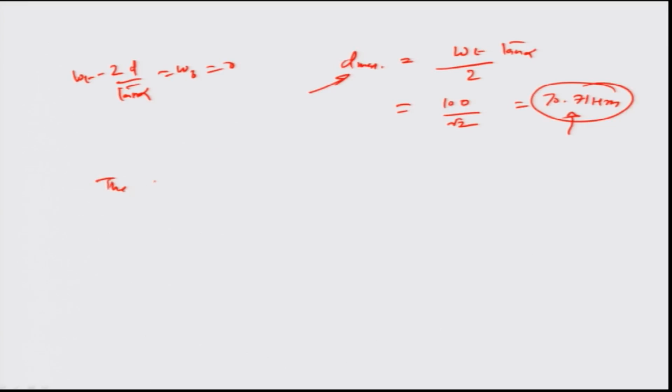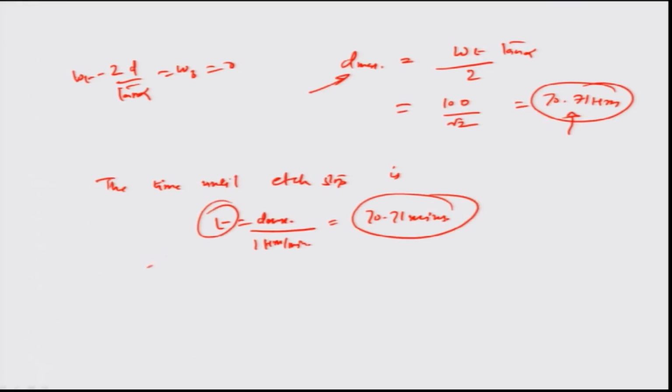So, the time until such an etch stop would be equal to D max by 1 micron per minute, and this would again be 70.71 minutes. So much time is needed for the etch to stop when both the 111 planes meet each other, as in this particular case.